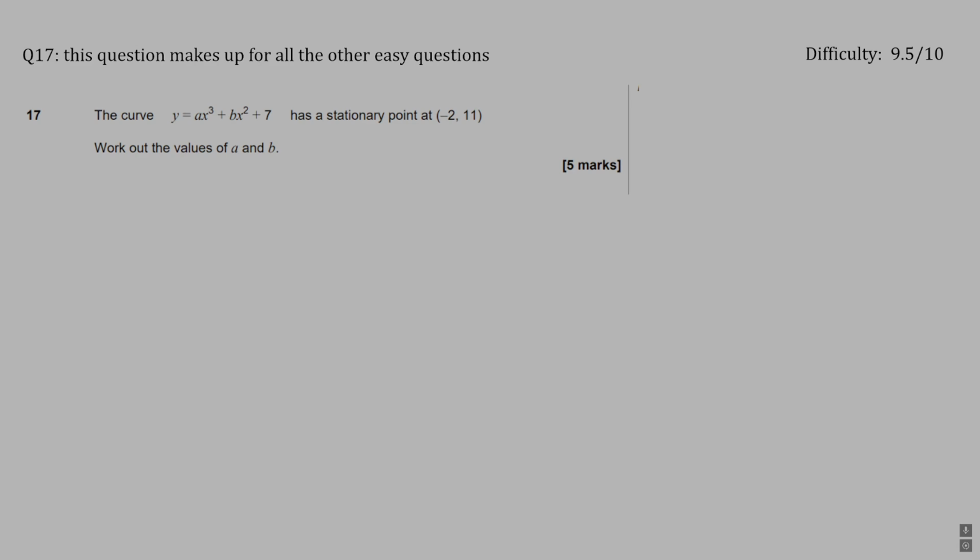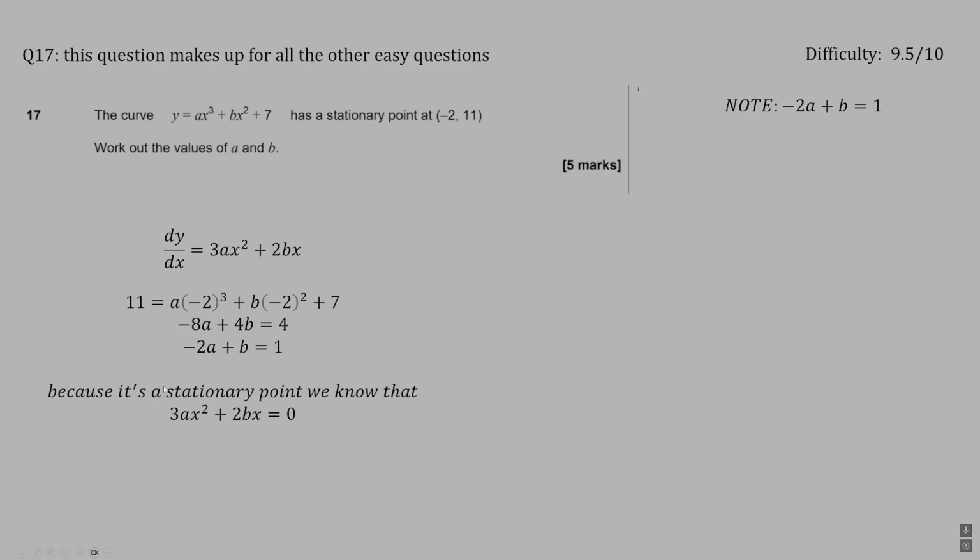Alright, this is a very, very difficult question, by far the most difficult question on the paper. We're going to see it has a stationary point of negative 2, 11, but before we do anything, we're going to find the derivatives, because whenever it's a stationary point, you should always find the derivative first. Next, we're going to substitute this in, as we know that this should work, into the main equation. We're going to substitute the 2 points in. We're going to get this equation of the a's and b's, and we're going to set this as a note up here.